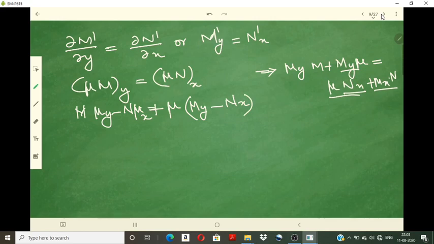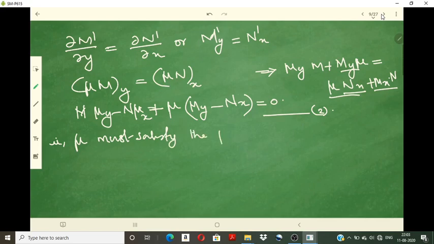So Mu_y M minus Mu_x N is equal to 0, which is a PDE. Let this be equation number 2. So we know that mu must satisfy this PDE. We have to find a function mu such that mu times equation number 1 is exact. So mu can be obtained from solving equation number 2, which is a PDE.